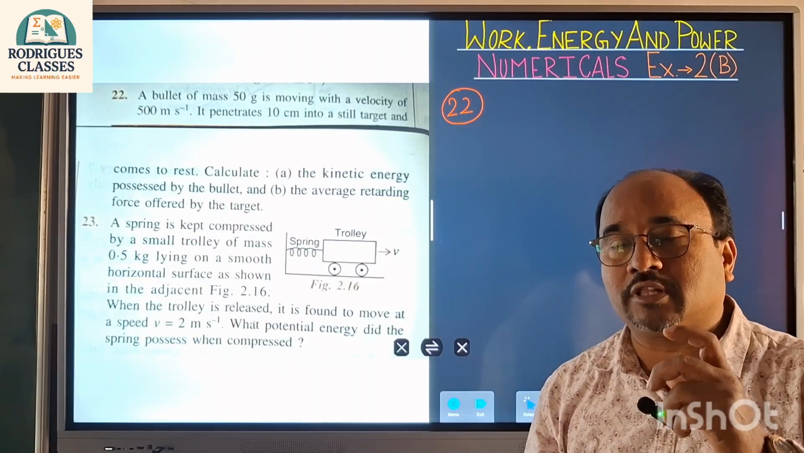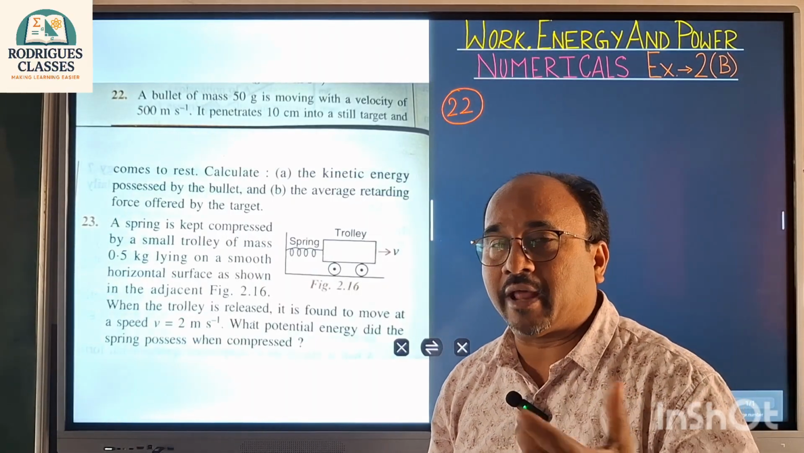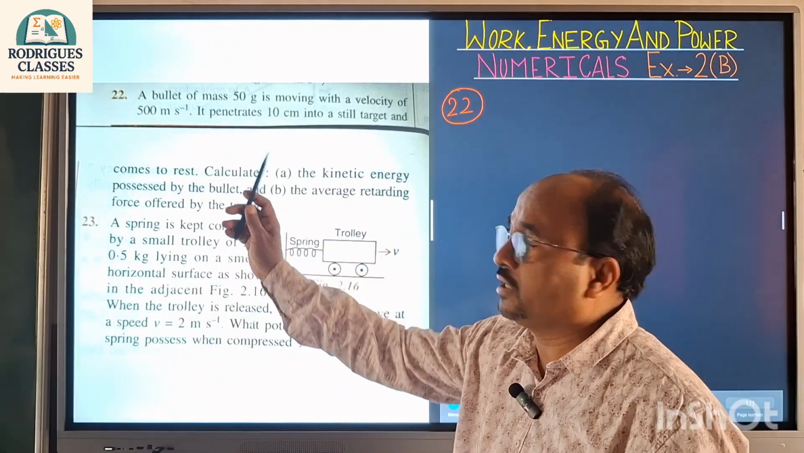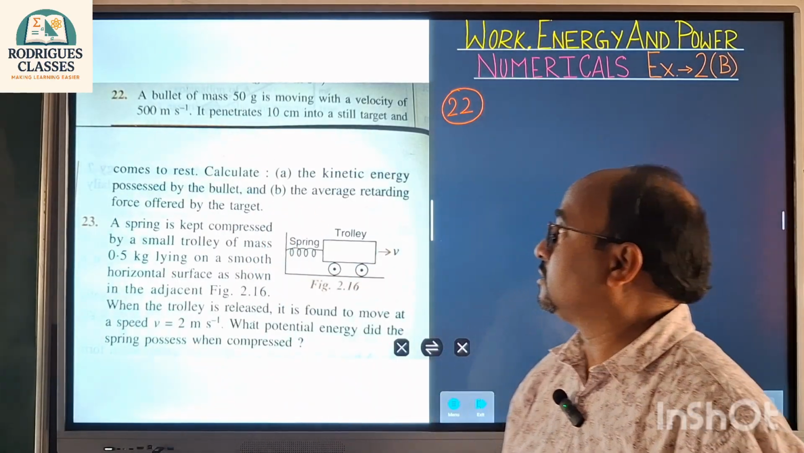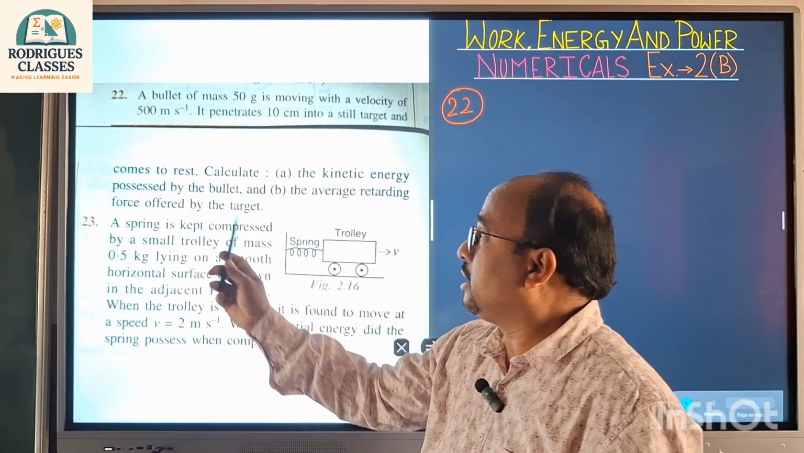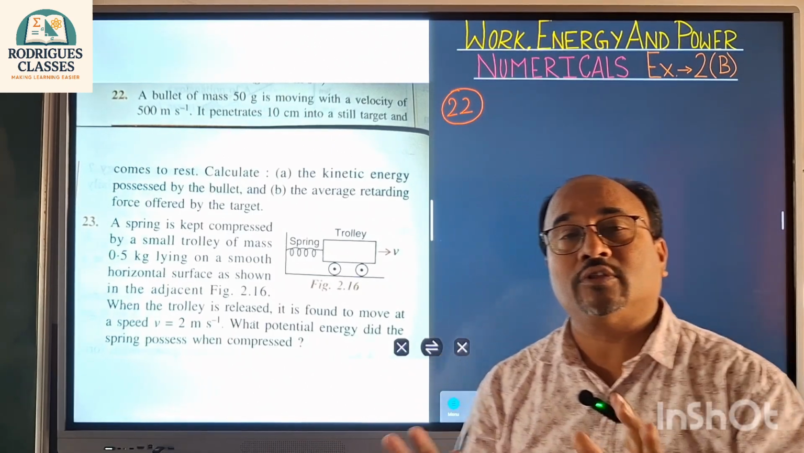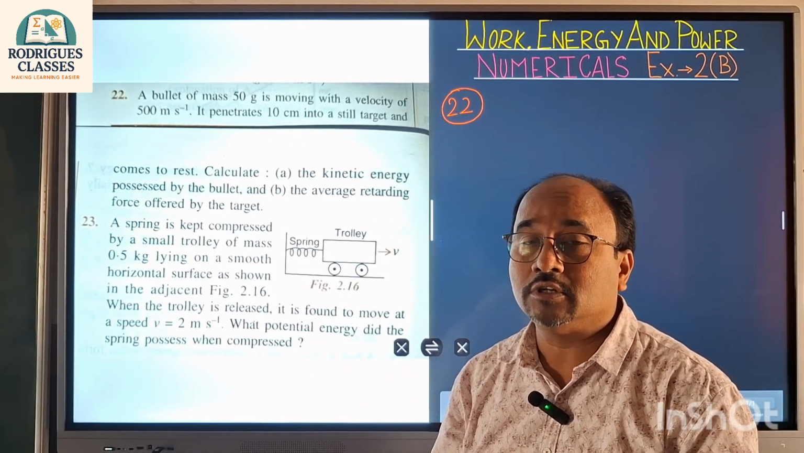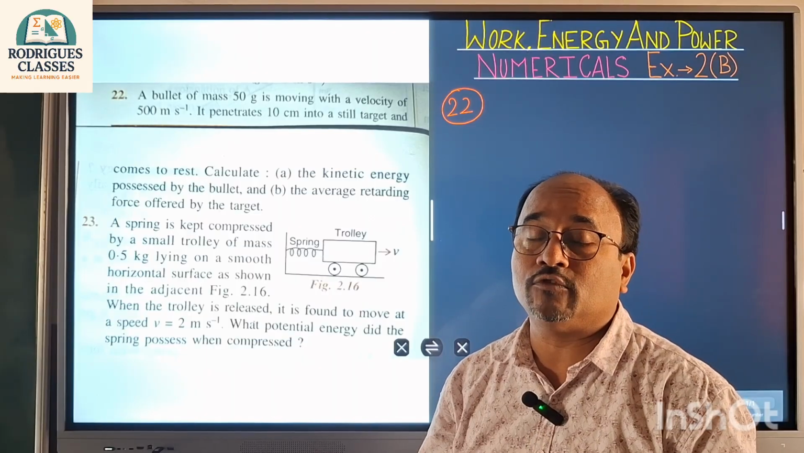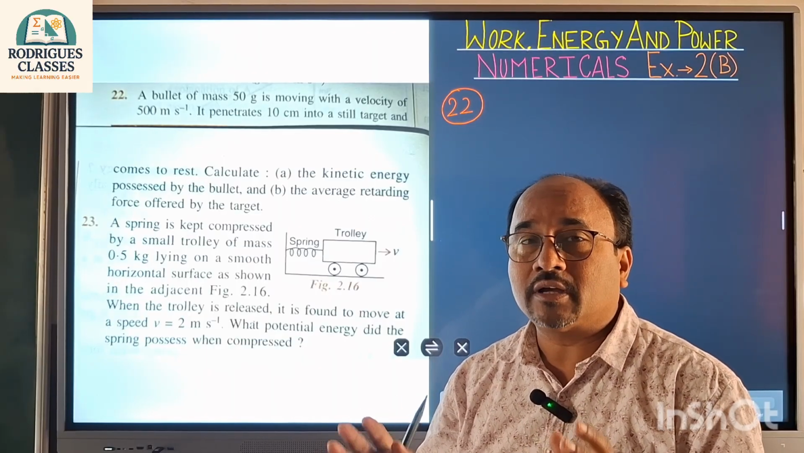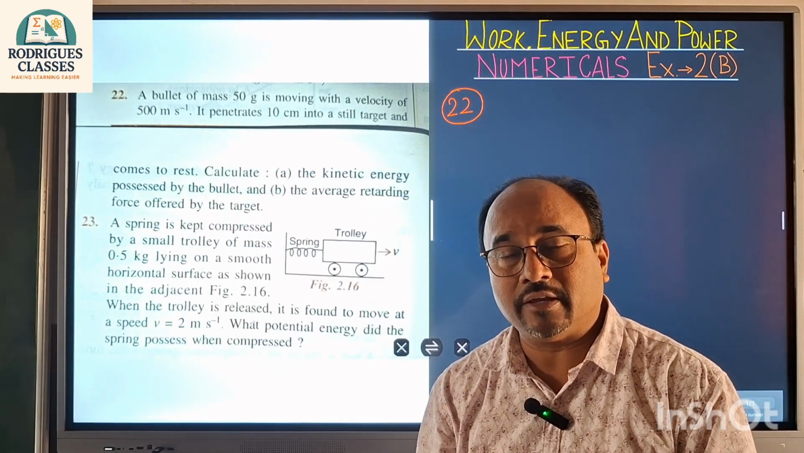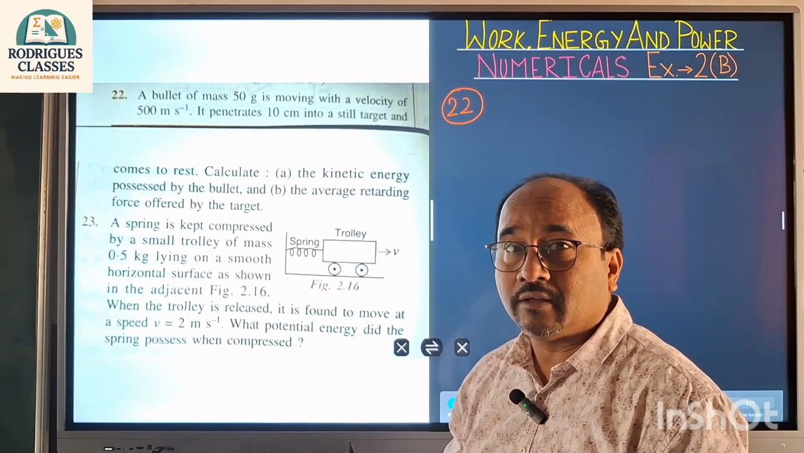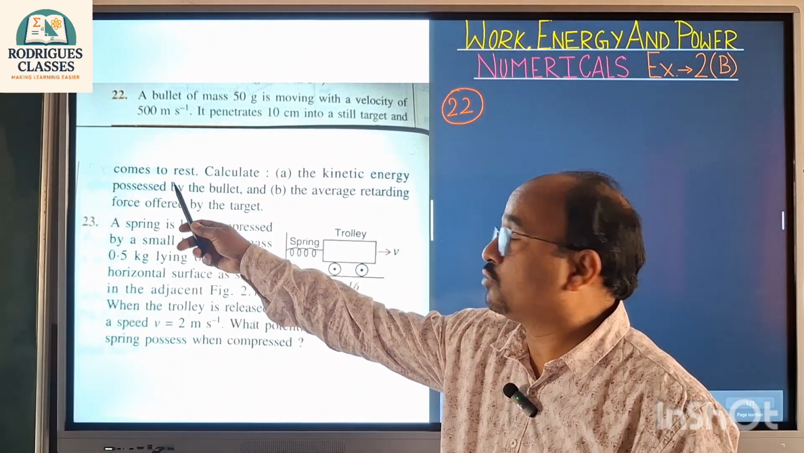So when it is moving, what is the kinetic energy? So we will apply the kinetic energy formula half mv square and get it, because we know all the required quantities. Then the average retarding force offered by the target. So the target brought that bullet to rest, so it is applying a retarding force. So we are asked to find that retarding force. Remember, whatever kinetic energy the bullet was having, the same work has to be done to stop it because it comes to rest.